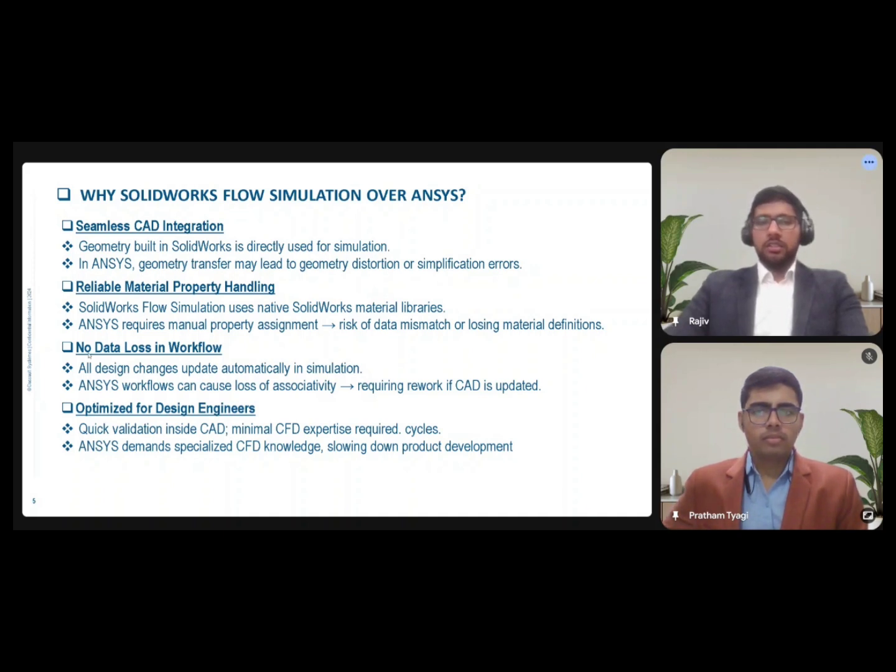And the next one is no data loss in workflow. This is an extension of the first reason, as the CAD and simulation tools are integrated, there is no data loss between the transition from CAD to simulation. And lastly, this tool is very optimized for design engineers.